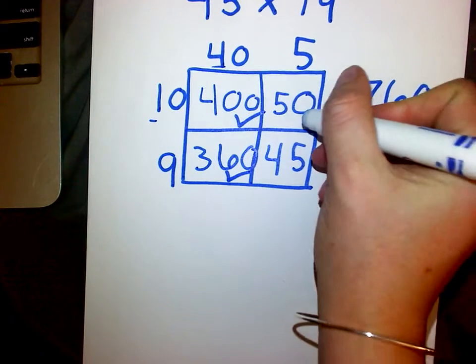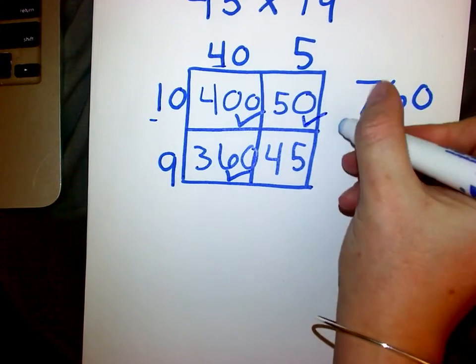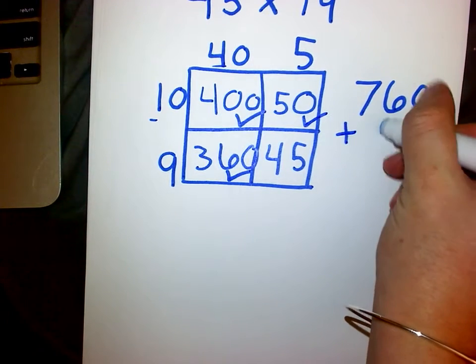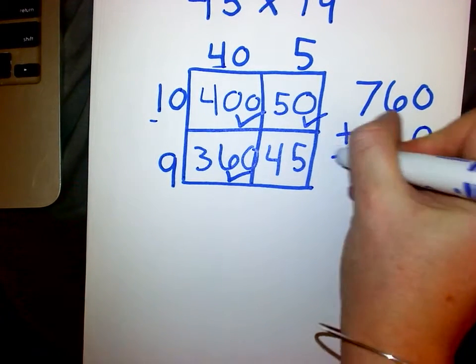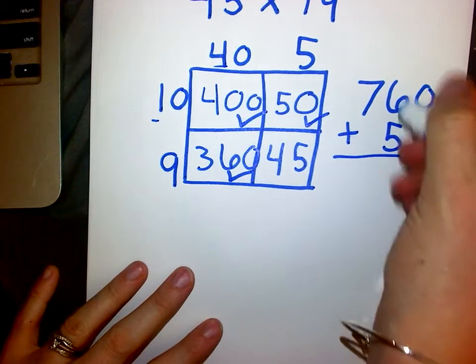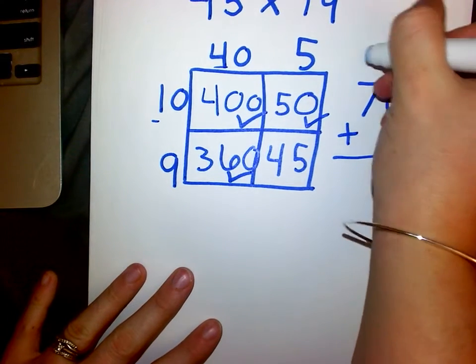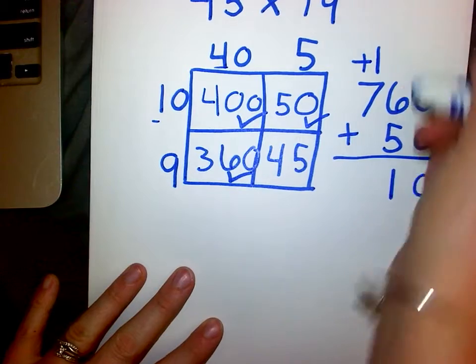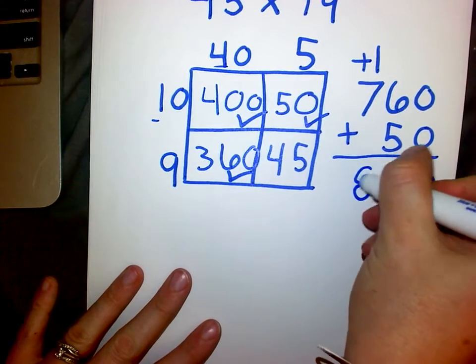So then next we're going to add in the 50. Doesn't really matter what order, that's just what I'm choosing to go with next. 0 plus 0 is 0. 6 plus 5 is 11. 1 plus 7 is 8.